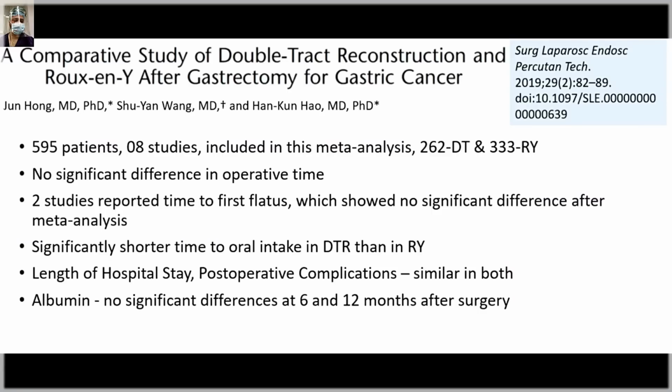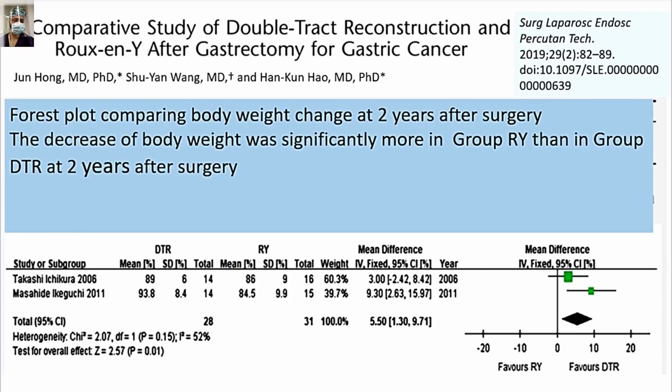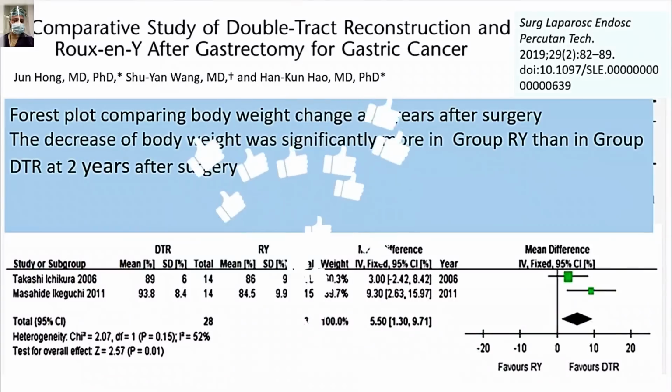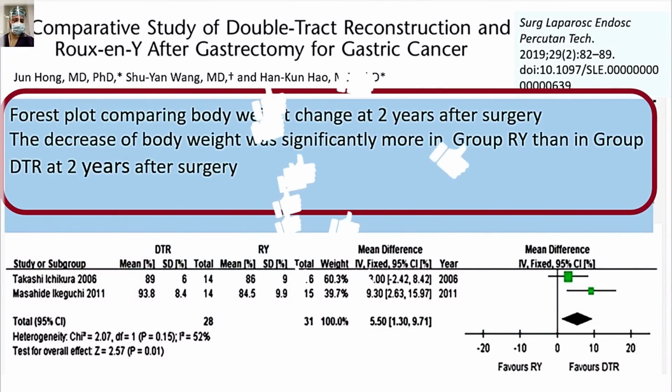The length of hospital stay and post-operative complications were similar in both groups, and for albumin level, there was no significant difference at 6 and 12 months after the surgery. This is an important article, and I request the viewers to go through this meta-analysis. The forest plot comparing body weight change at 2 years after surgery showed that the decrease of body weight was significantly more in the Roux-en-Y group than the double tract reconstruction. So the authors concluded that DTR is better as compared to Roux-en-Y.